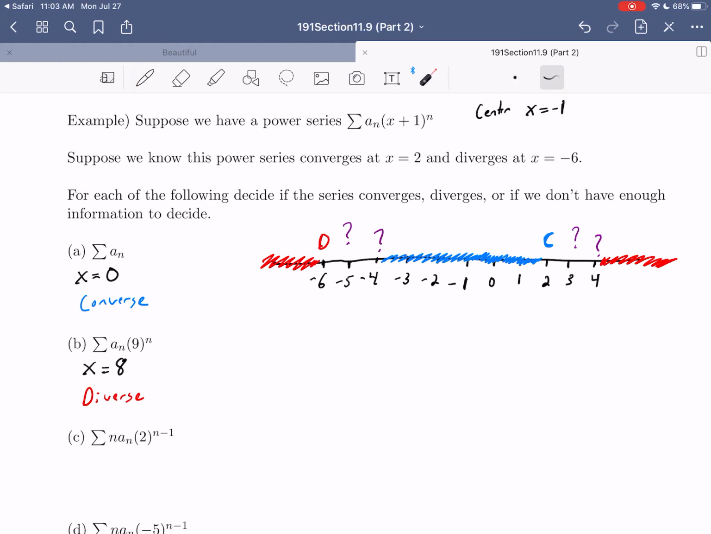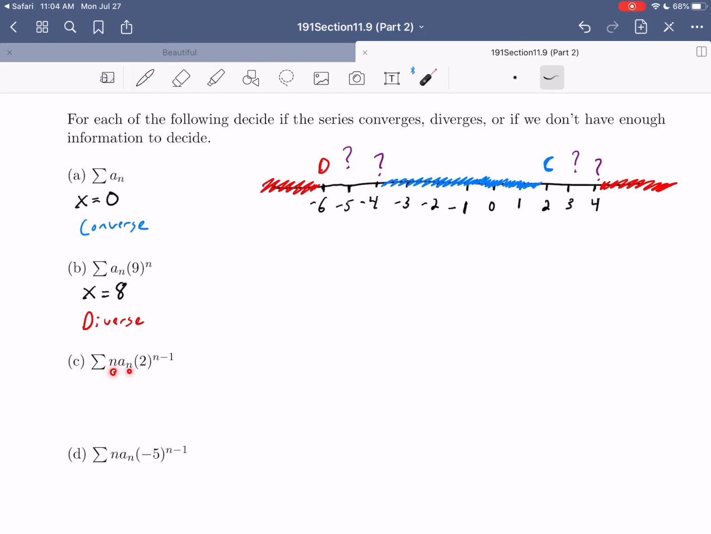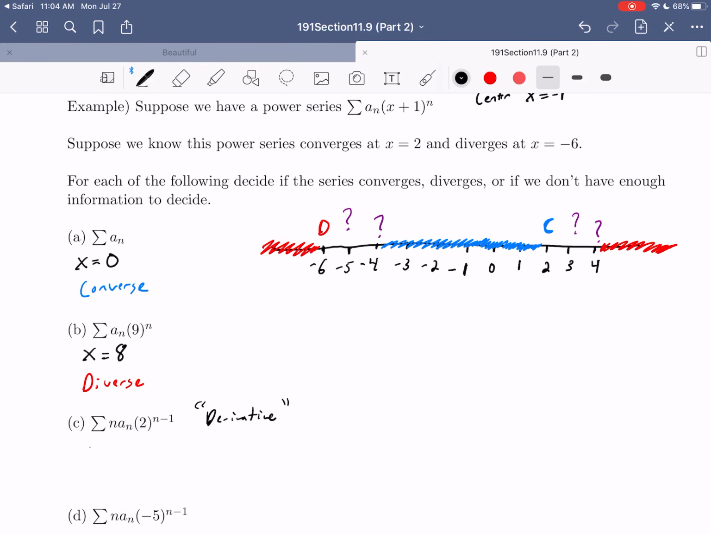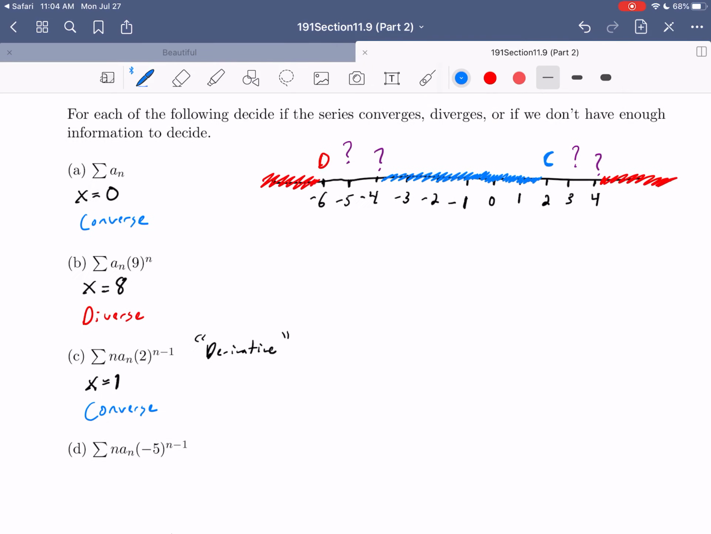Okay. Now we have this one here. We have n a sub n times 2 to the n minus 1. So the first thing we should recognize here is that this is the derivative. Okay, let's make a note of that. What is the x value that's being plugged in? Well, if we're getting a 2 there, it must be x equals 1. Now notice x equals 1 puts it solidly in the convergent range. The derivative can't impact the radius of convergence, so it can't change the overall distance of this. Since we're still solidly in the convergent range, we know that this is also going to converge. Okay, what about this one?